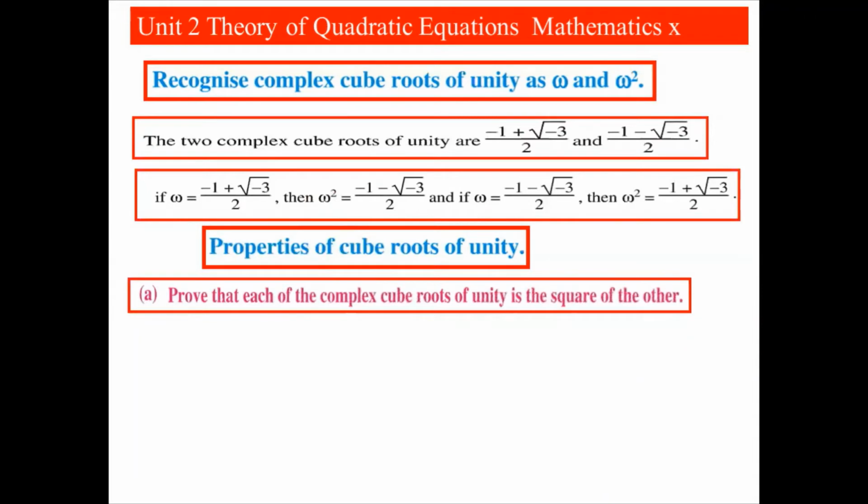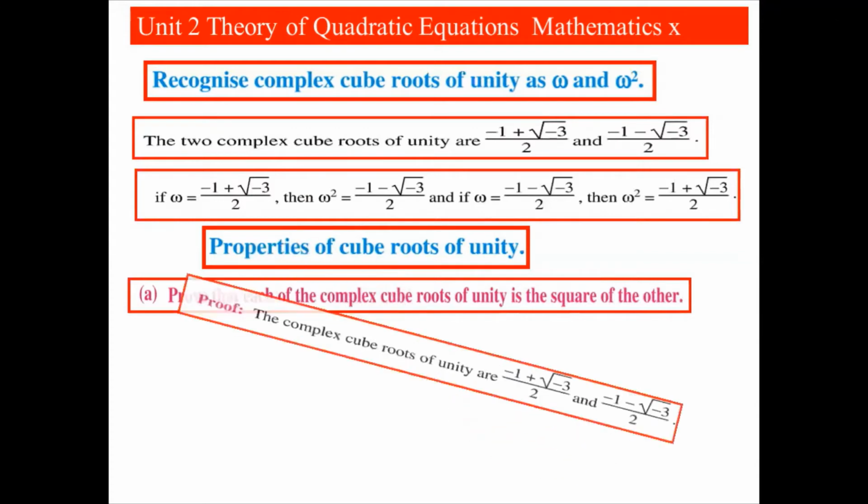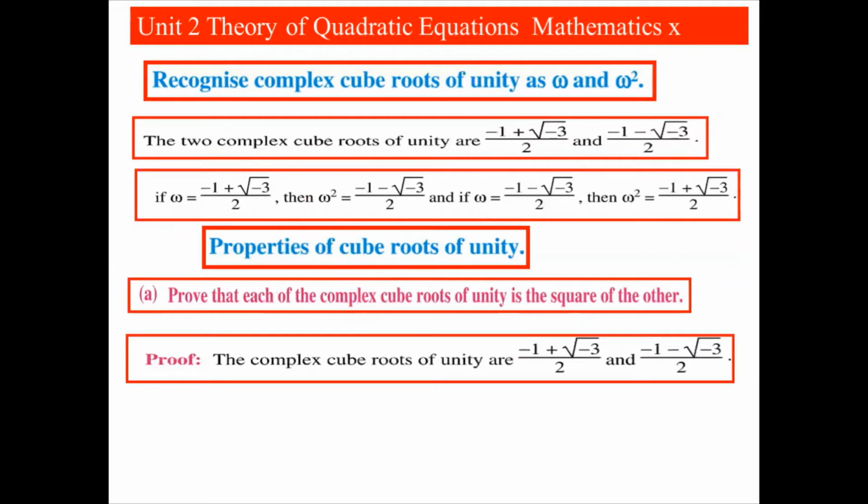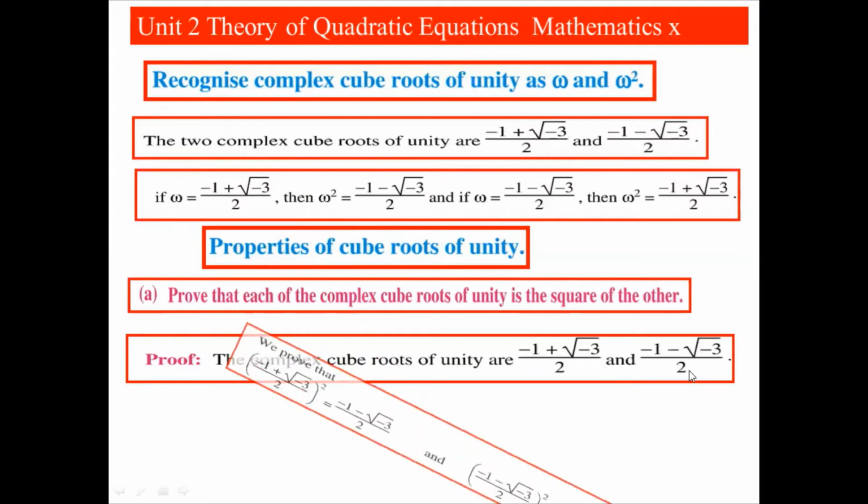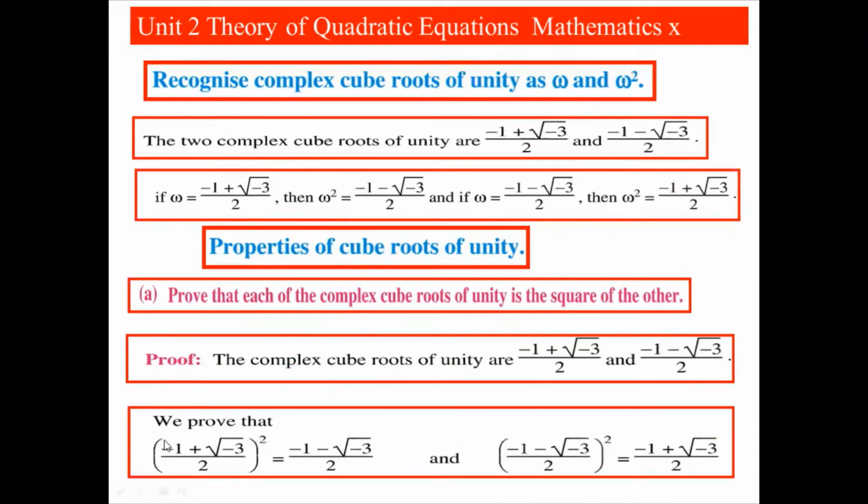First property: prove that each of the complex cube roots of unity is the square of the other. It means we have to prove that the complex cube roots, which are (-1 + √3i)/2 and (-1 - √3i)/2, are such that if we take the square of the first root, we have the second root, and if we take the square of the second root, this will be equal to the first root.